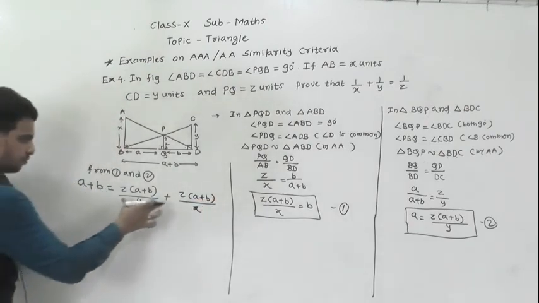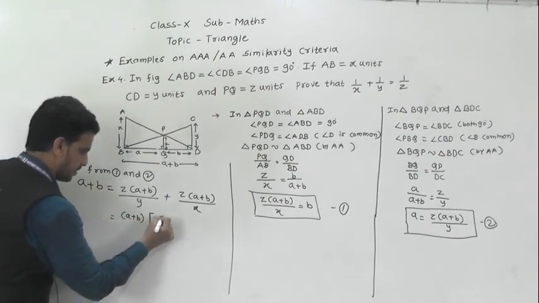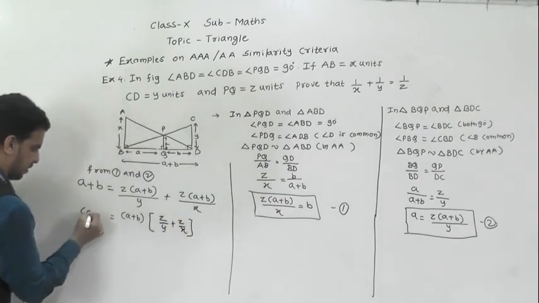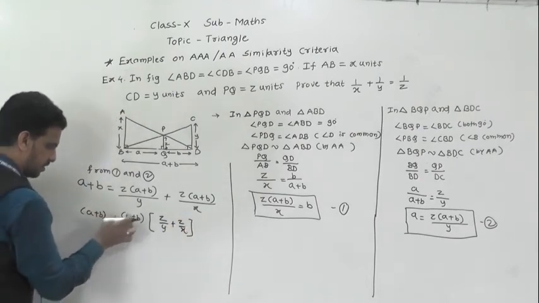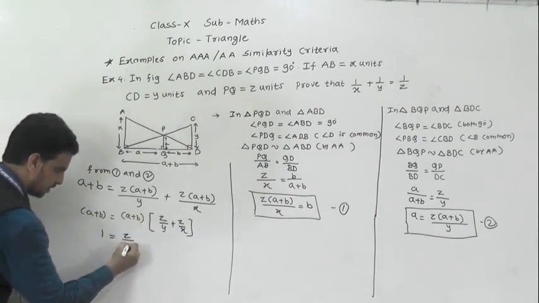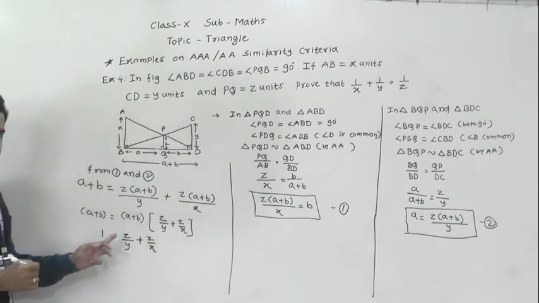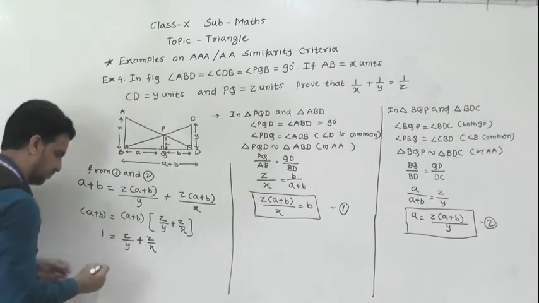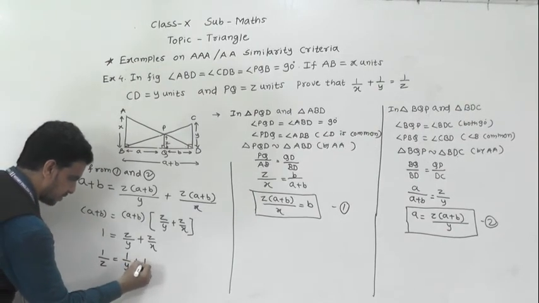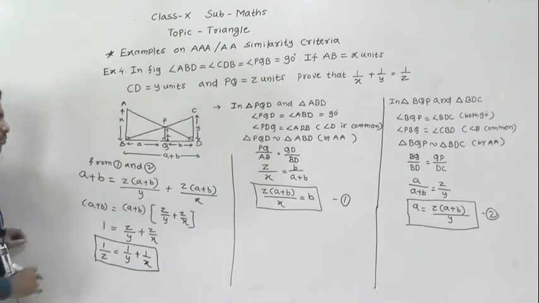Okay. Now from this we can take A plus B common. If we take A plus B common, what remains? Z upon Y plus Z upon X. And here A plus B, so this A plus B and this A plus B will get cancelled. So what remains? 1 is equal to Z upon Y plus Z upon X. After that, if we divide each term by Z, we will get 1 upon Z is equal to 1 upon Y plus 1 upon X. Okay, so this is the proof.